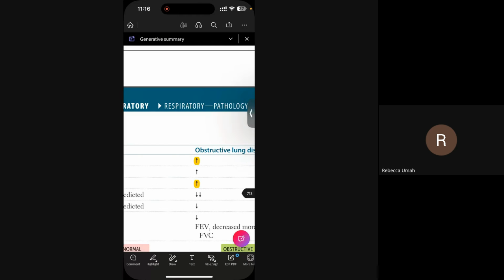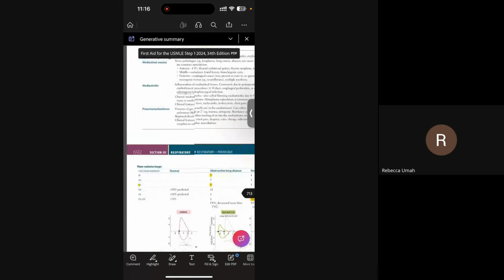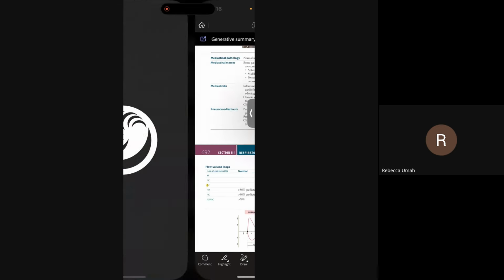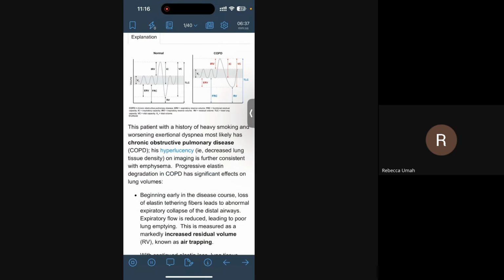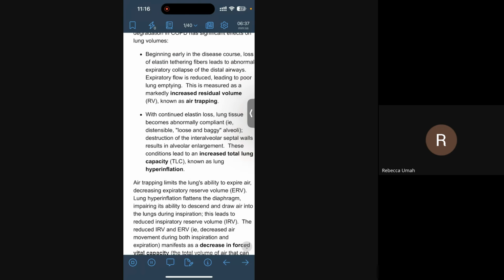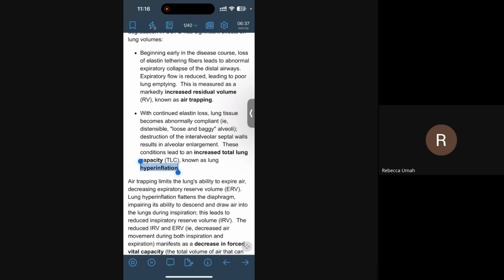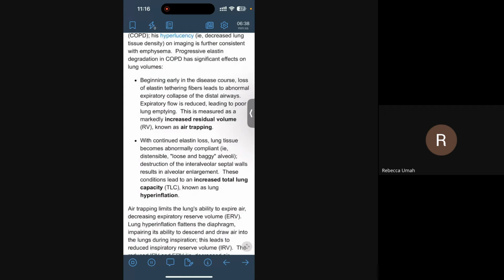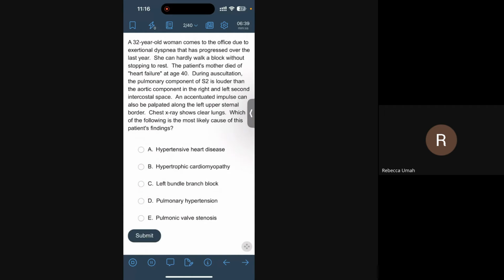You can see here on page number 692. Residual volume increases, functional residual capacity increases, total lung capacity increases. First, you have to diagnose whether the disease is obstructive or restrictive, and after that you can look for hyperinflation. Remember this word as well. The vital capacity decreases, the functional residual capacity increases, residual volume increases, vital capacity decreases.